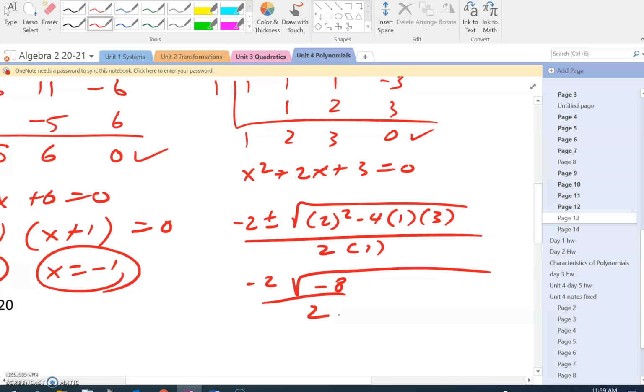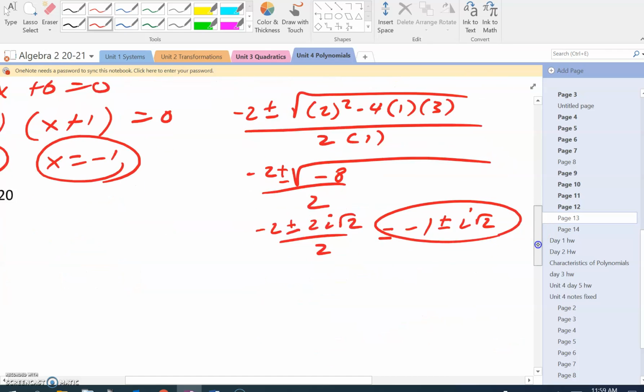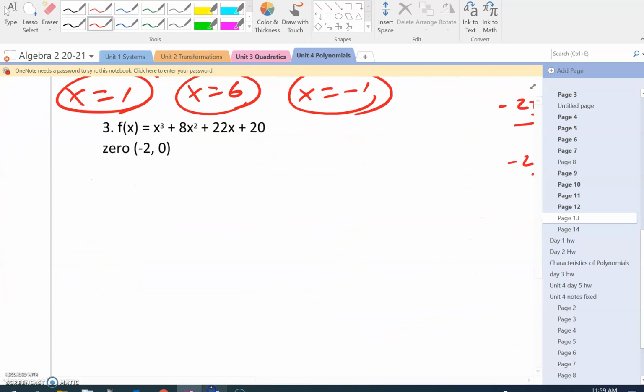So that means not only is one of my solutions x equals 1, that's the one they gave me, the other 2 are going to be imaginary, as I can see right here. So this is negative 2 plus or minus 2i radical 2 over 2. If you want to get finicky here, all these 2's will cancel out, so I get negative 1 plus or minus i radical 2. I'm not sure how your teacher wants you to write the answer, but we're going to leave it like that for now. All right, moving on.